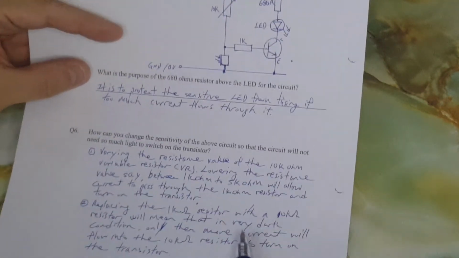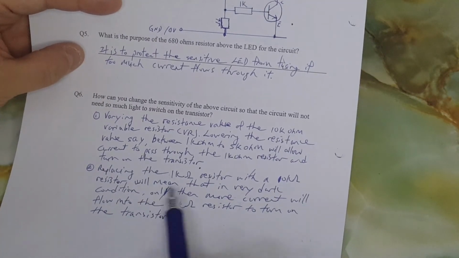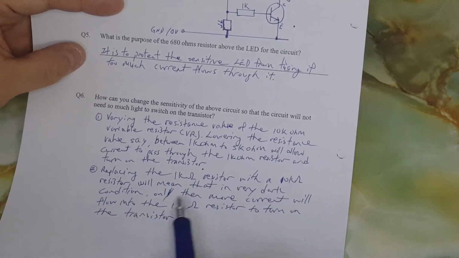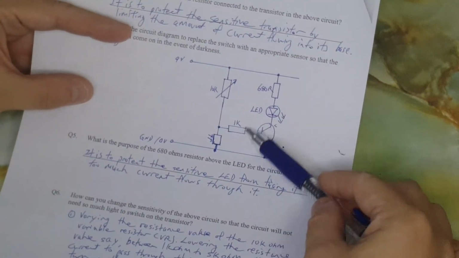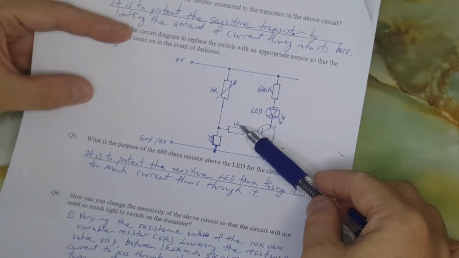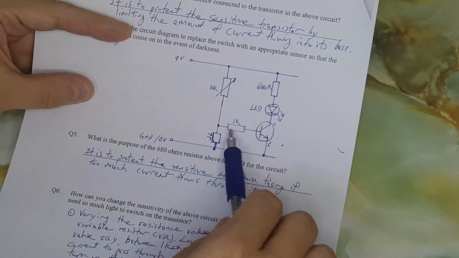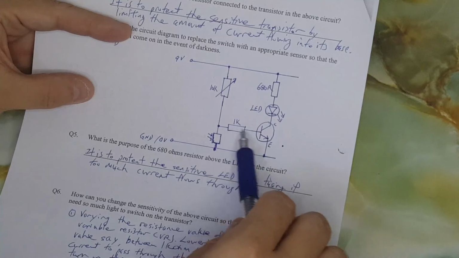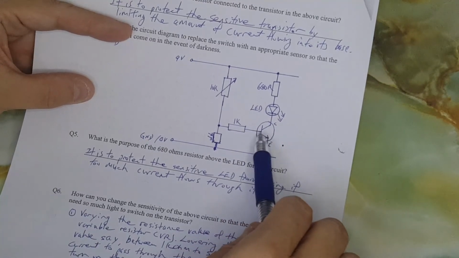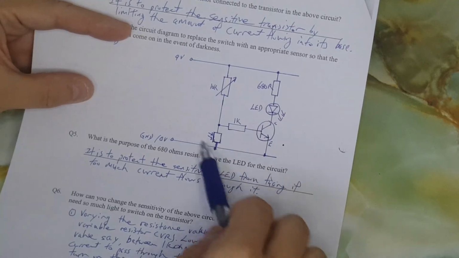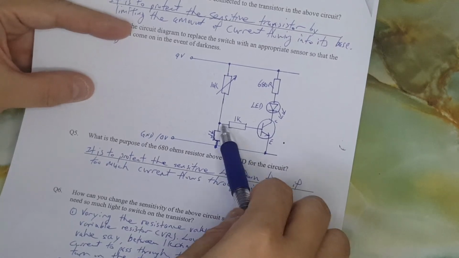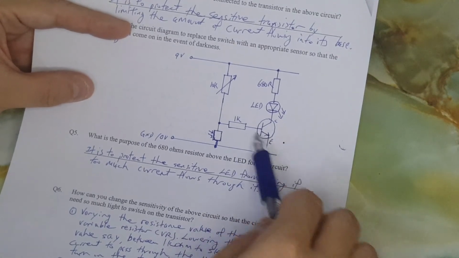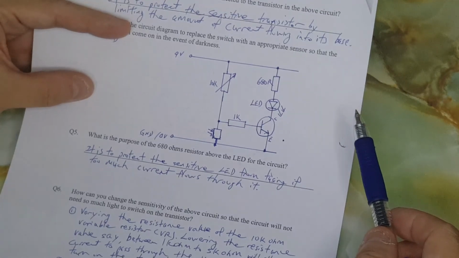Now the second alternative proposal solution will be to replace the 1 kilo ohm resistor, this one here, with a 10 kilo ohm resistor will mean that in very dark conditions only then more current will flow into the 10 kilo ohm resistor to turn on the transistor. So imagine replacing this 1 kilo ohm fixed value resistor with a 10 kilo ohm, 10 times more, which means the current will be very little in order to pass through that 10 kilo ohms and attempt to actually turn on the transistor to turn on the LED. So only when it's very dark conditions, alright, almost all the current will be channeled through here into the 10 kilo ohm resistor to turn on the transistor in order to turn on the LED.